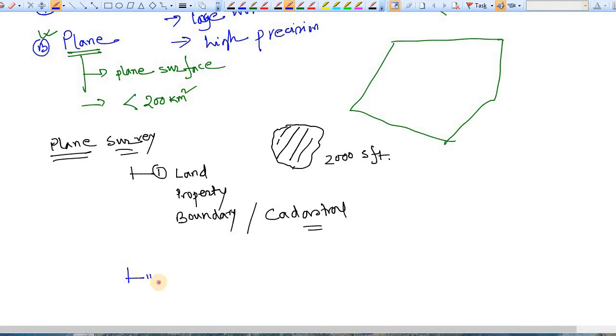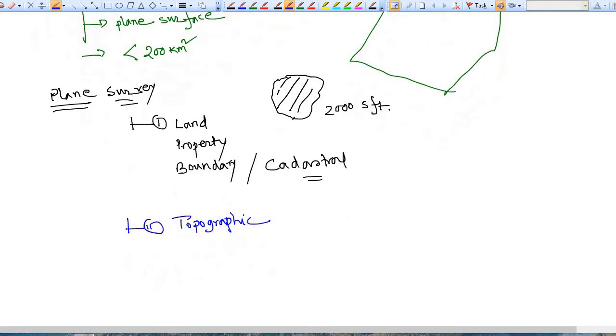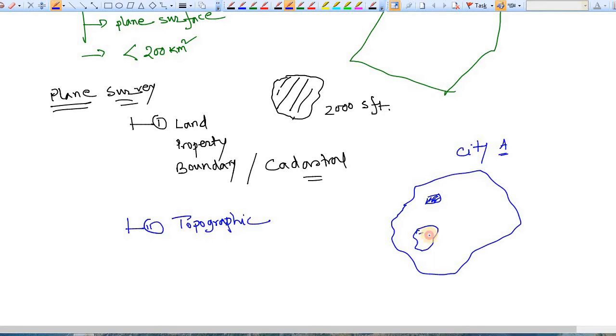Okay, now come to the second type. The second type of surveying is topographic survey. Now what is this topographic survey? Suppose this is a city, city A. In this city there are lots of buildings. Let's say there is some lake, some river passing through this city, and let's say there is a bridge.